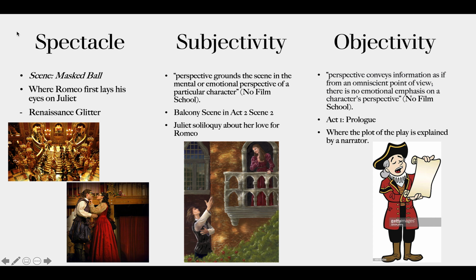Subjectivity. As defined by the No Film School, it's a scene that expresses the mental or emotional perspective of a character, and this is clearly visible in the balcony scene in Act 2, Scene 2, and Juliet's soliloquy about her love for Romeo. Objectivity. The objectivity, as defined by the No Film School, is a form of information being conveyed in a third-person omniscient point of view when there are no emotional attachments to it. And this can be seen in Act 1 in the prologue, where the plot of the play is explained by the narrator.